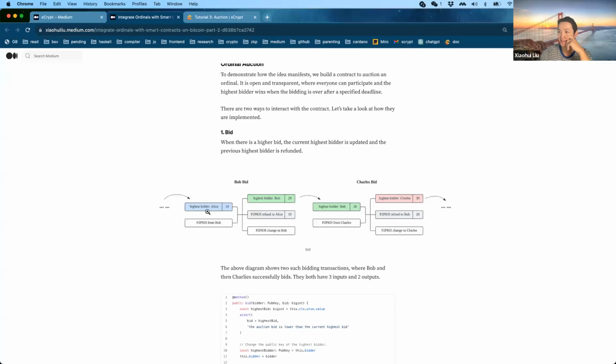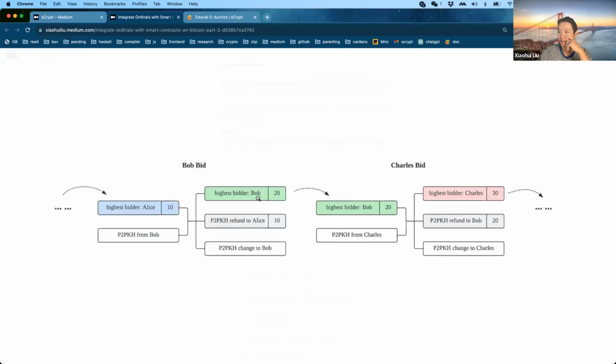When it first starts, Alice bids 10 satoshis, and she wins. Now she's the highest bidder. Then Bob places a higher bid, paying 20 satoshis, so he wins. And so on. Charlie now overbids Bob by placing 30 satoshis. It just keeps updating. This one is the same as before, so no surprise. So far, you don't see any ordinals here, right? Nothing, it's just satoshis.